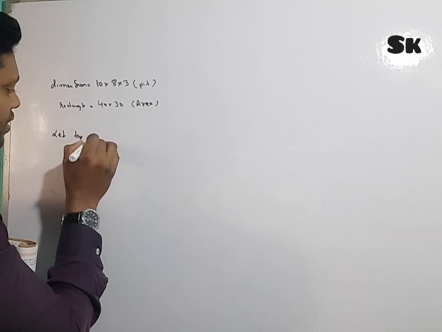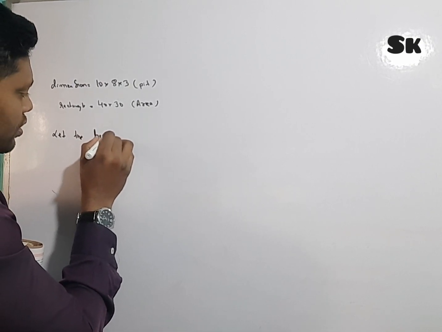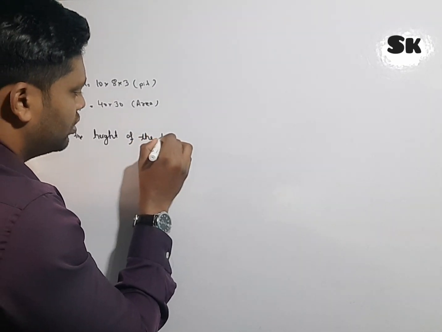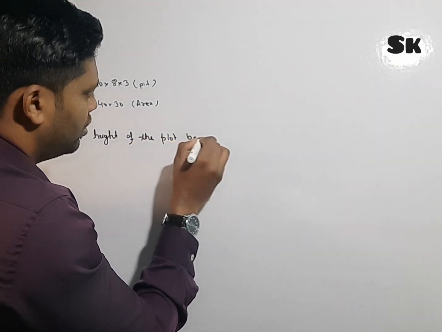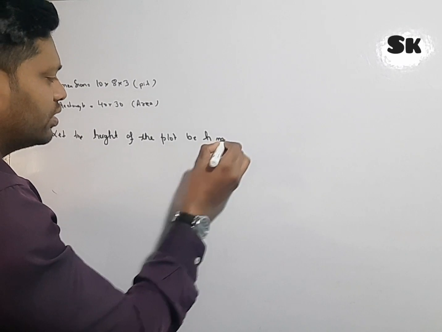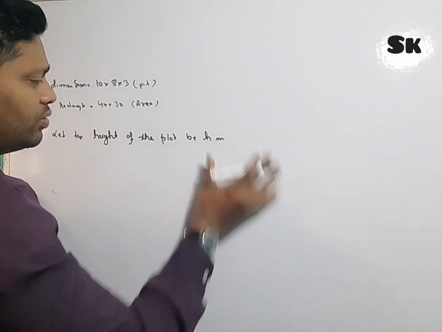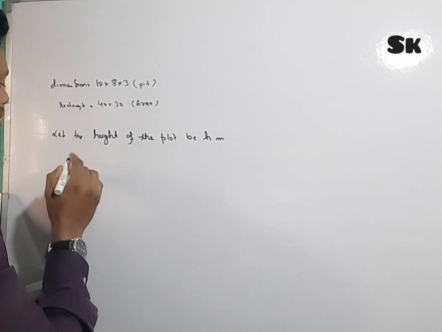Let the height of the plot be h. You can write anything, h meter. Okay, now what is the volume of this one? What is this volume? The earth, means they have thrown.